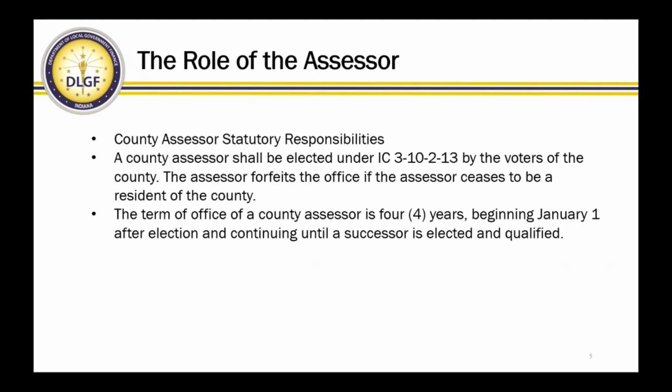If the county assessor ceases to be a resident of that county for whatever reason, then they would forfeit the office. The term of the assessor is for 4 years, beginning January 1st and continuing until a successor is elected. The last election for the assessors was in 2022, so the next one will be 2 years from now, 2026.